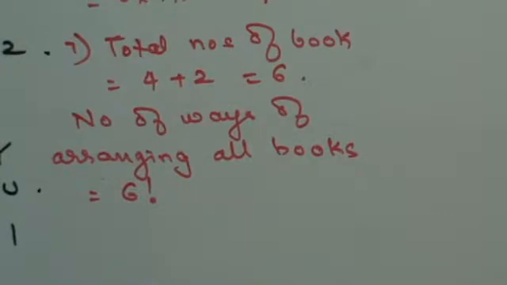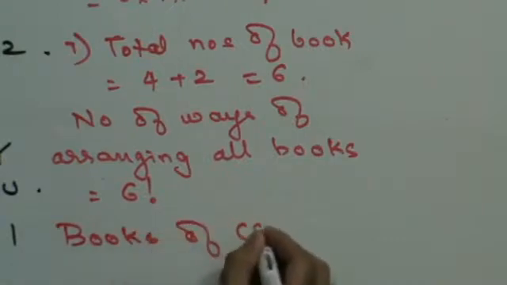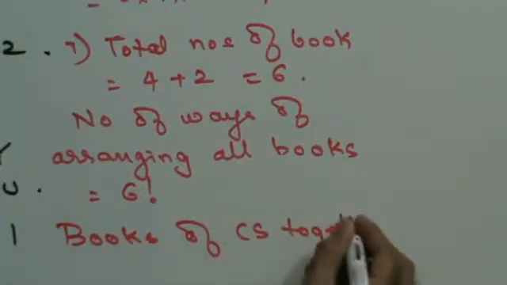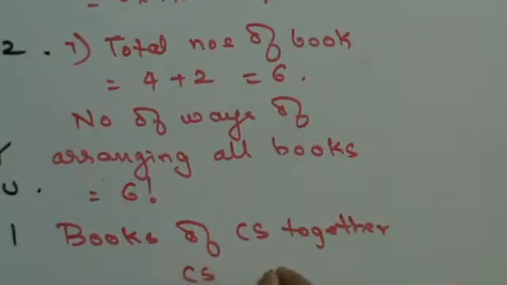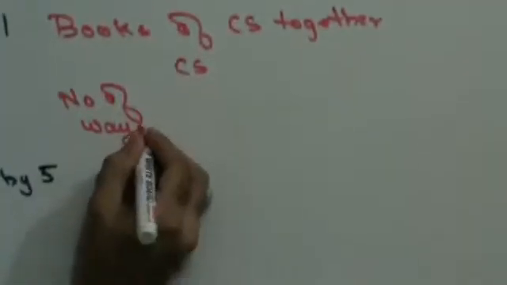Now they have said that they don't want the books of computer science to be together. You assume them to be together. Books of computer science together, number of ways. There are 4 books of computer science. If I want them to be together, they will occupy 4 places. 4 books, 4 places can be arranged in 4 factorial ways.